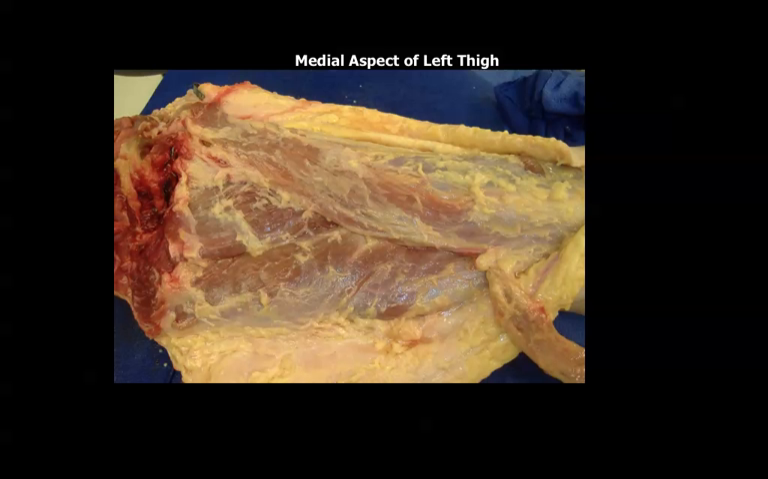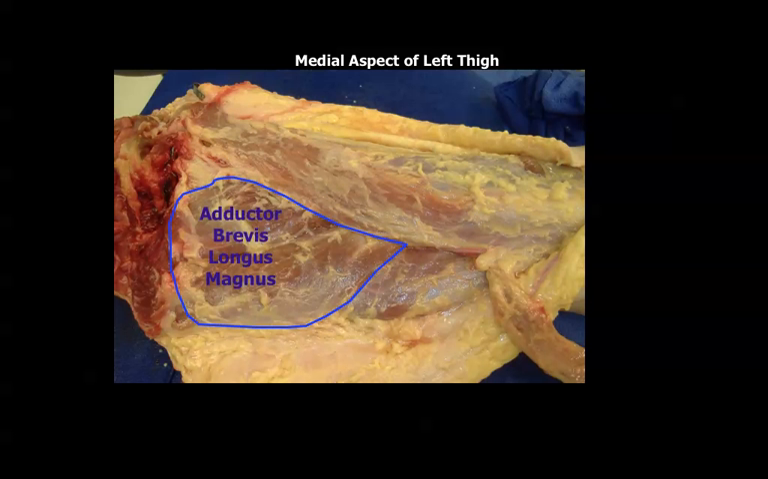If we look at a fresh cadaver dissection, you're looking at the inner aspect of the left thigh. The leg has been removed at the level of the hip. So on the left of the screen is the hip, on the right of the screen is the knee. We see in this image the vastus medialis, with all the subcutaneous tissue removed. This is the Sartorius muscle.